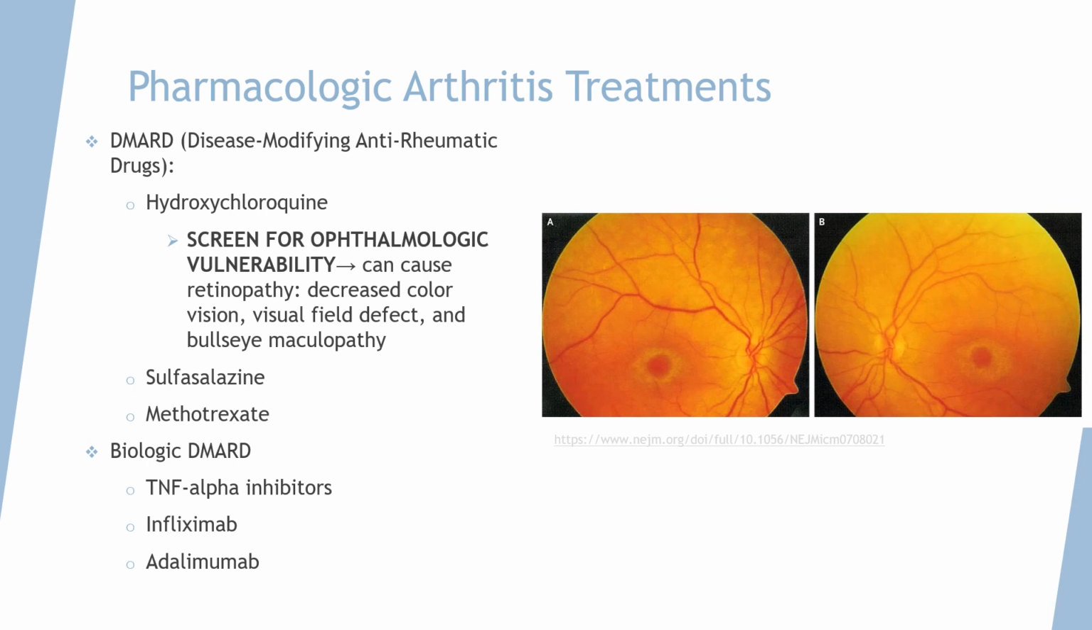Sulfasalazine and methotrexate are also other types of DMARD. Now, biologic DMARDs include the TNF-alpha inhibitors infliximab and adalimumab. These are synthetic antibodies targeted specifically to our needs.